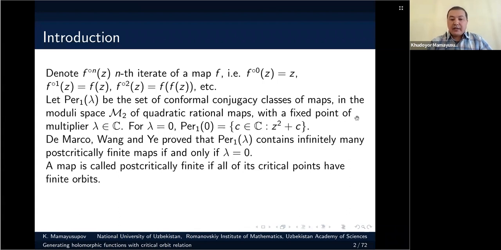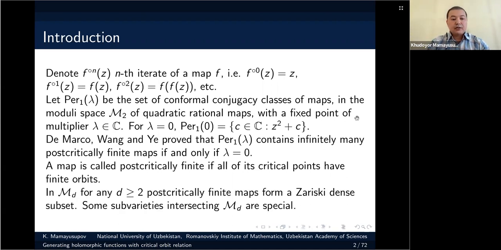A map is called post-critically finite if every critical point has a finite orbit. By orbit, I mean the forward iterates. But in the moduli space M_d of rational maps of degree d, the post-critically finite maps form a very evident subset, by the above result. Some subvarieties in M_d are special.